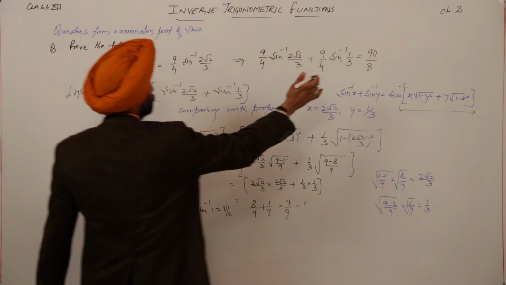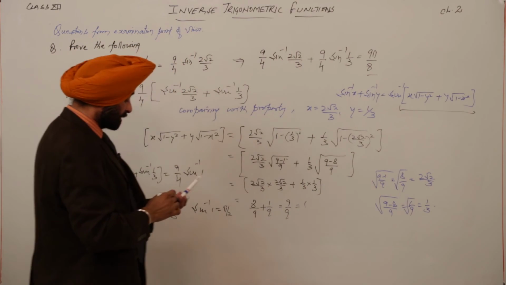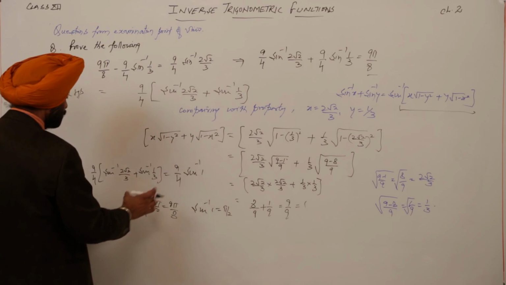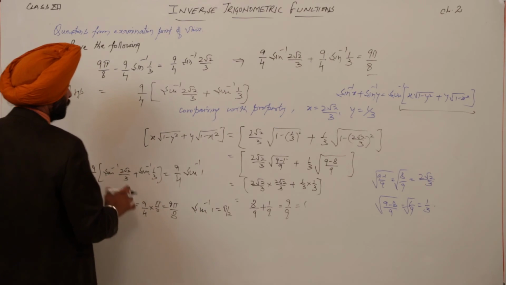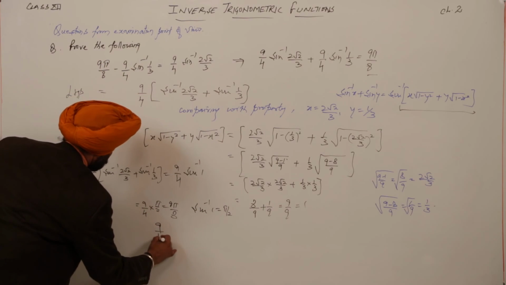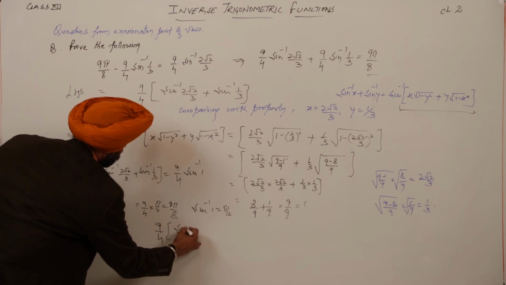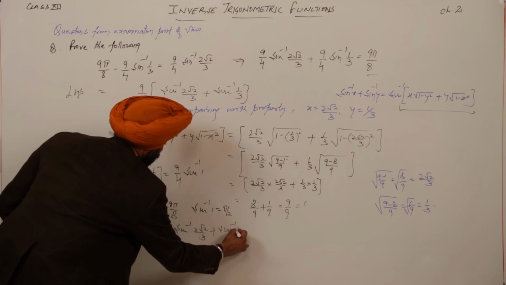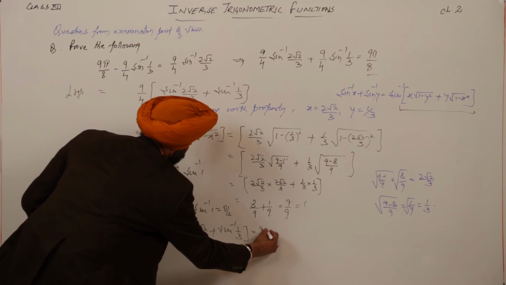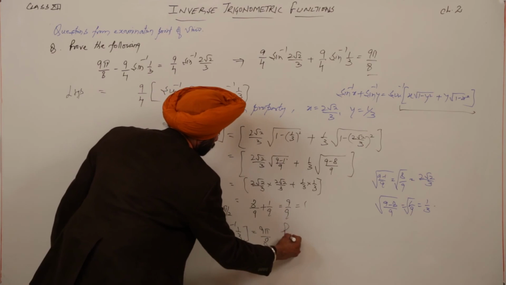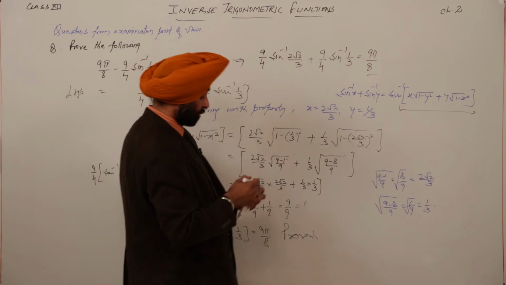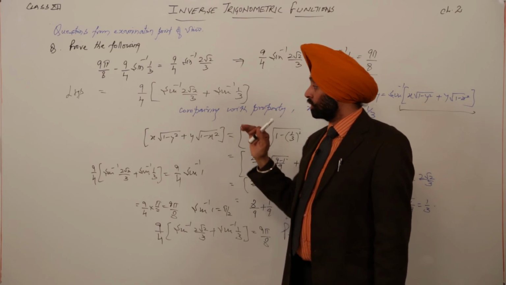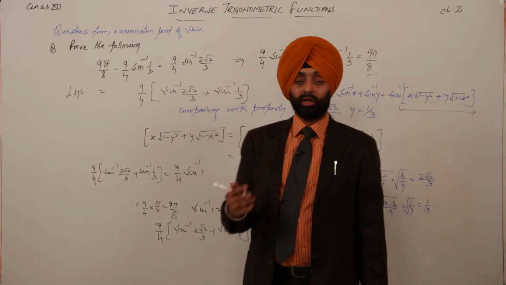So here what we have to prove? We have to prove that left hand side is equal to 9 pi by 8. So we have proved this part as this is equal to 9 pi by 8. So we can write it now, 9 by 4 sin inverse 2 root 2 by 3 plus sin inverse 1 by 3 is equal to 9 pi by 8, and this is proved. So I did the question with two different methods, method number 1 and method number 2. Okay, whichever you feel is easy for you, you can opt that method.